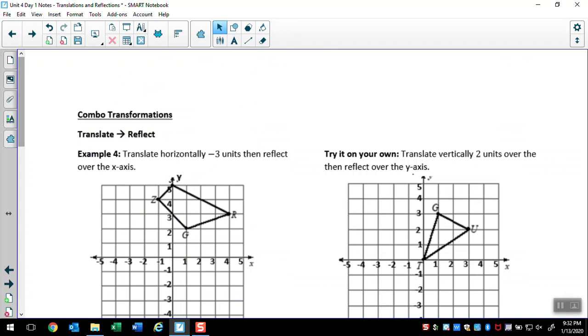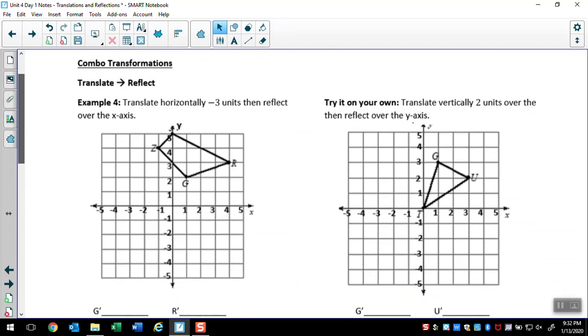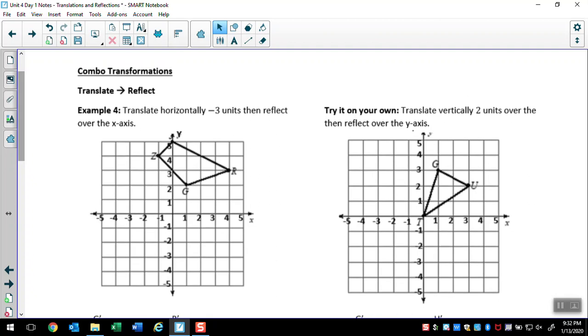And let's come over here to our last page. Now we're going to look at combo transformations, where we have to do 2 different types of transformations. So first we're going to see what happens when we translate and then reflect. First they want us to take this image and translate it horizontally -3 units. Remember that means that we are going to go to the left. Okay. Then they want us to reflect over the x-axis.